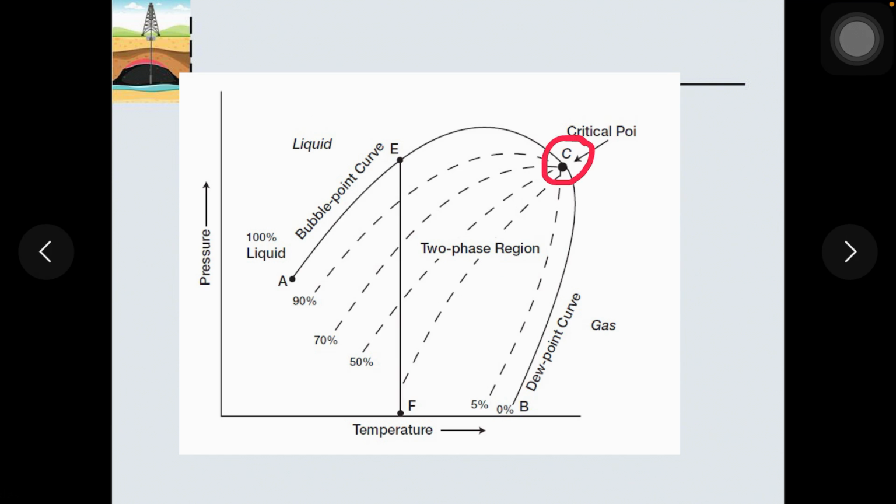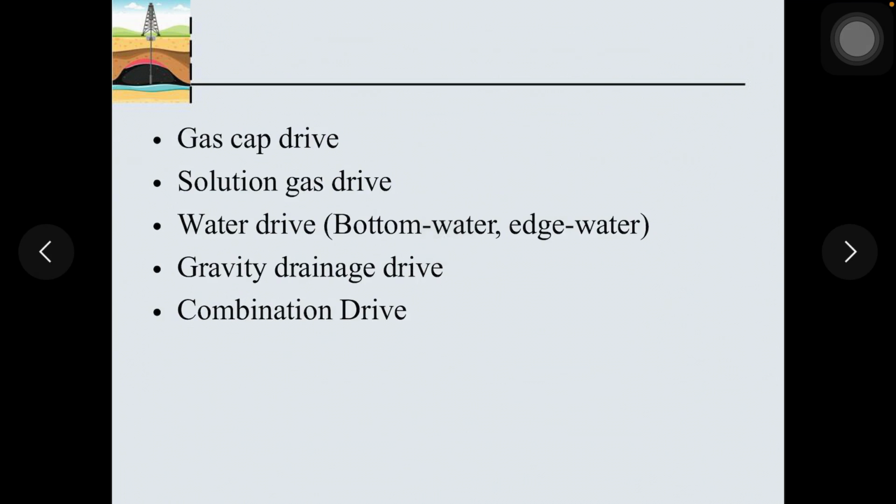This particular point here, it is called as critical point, and you can say that when the temperature is lower than critical point, the reservoir is oil reservoir, and when the temperature is greater than this critical point temperature, the reservoir is gas reservoir. So this is all about the introduction part to the reservoir drive mechanisms. Next time we will begin with the different types of drive mechanisms.